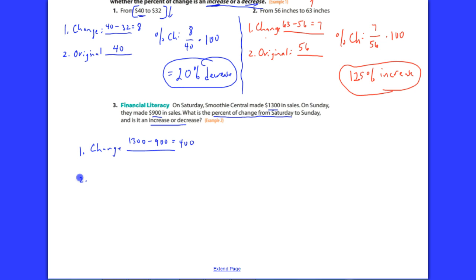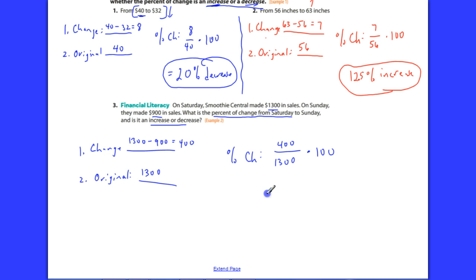All right, that's easy enough. What was the original amount? The original amount before it changed was 1,300. Saturday comes before Sunday. In this case, we're comparing Saturday to the next day. So it's 1,300. So to find the percent of change, you take the change, which was 400, divide it by the original amount, and multiply that times 100. All right, 400 divided by 1,300.